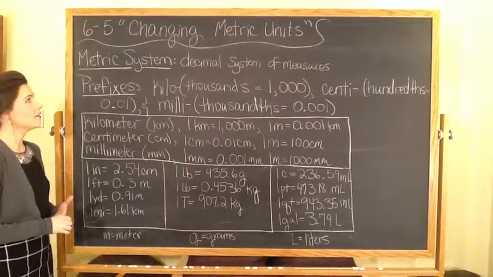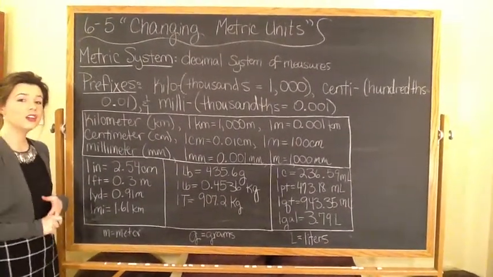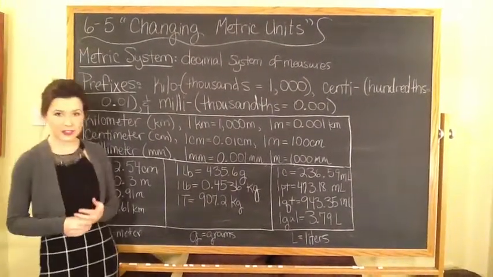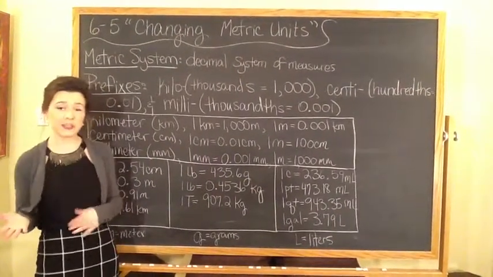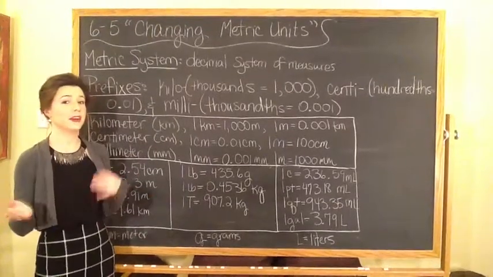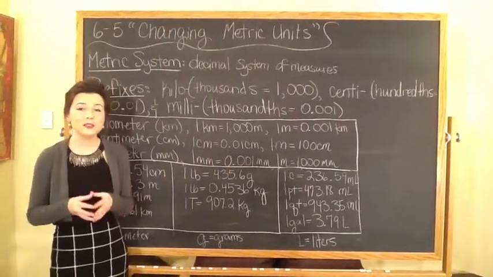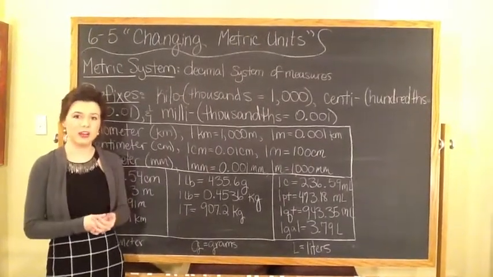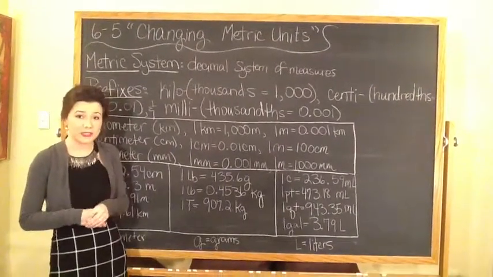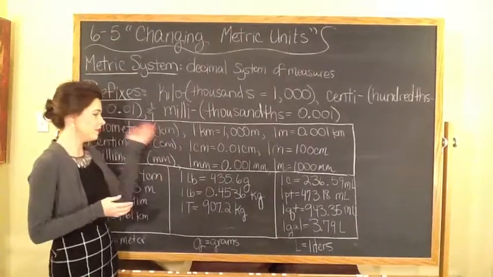6-5. Today we're going to be talking about changing metric units. The good thing is that this lesson is very similar to last lesson, except this time we're changing units back and forth between customary and metric units. So basically we're doing the same process where we set up our ratio, multiply across, and cancel out our units, but we're going to be doing it with some different information.